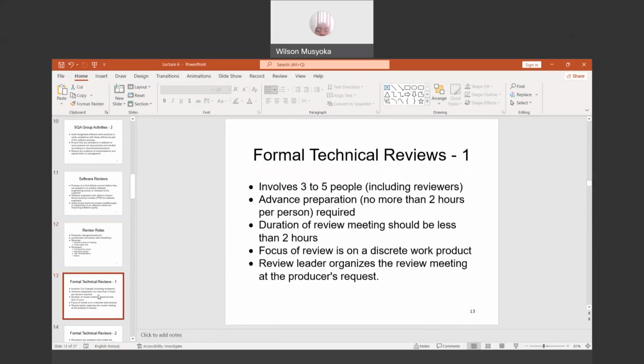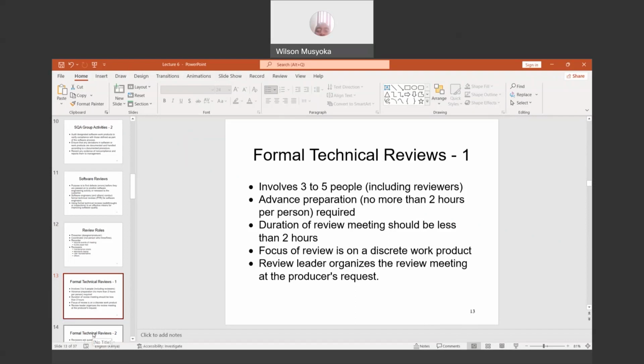So when we are talking of an FTR, or a formal technical review, we refer to a process that involves 3 to 5 people, including the reviewers, and they need to prepare in advance, that is 2 or more hours before, and the duration of the meeting should not be more than 2 hours. The focus of the review is on a discrete work product, and the review leader will always organize the review meeting at the producer's request.